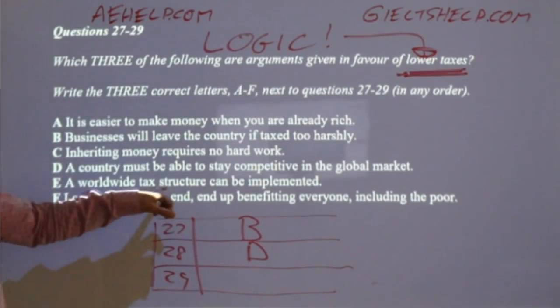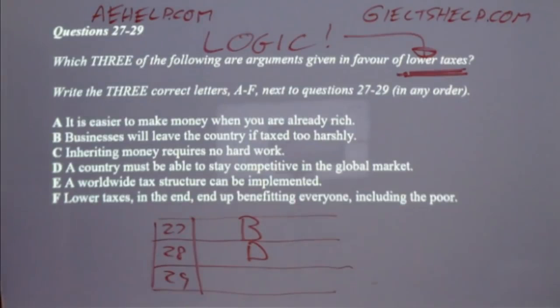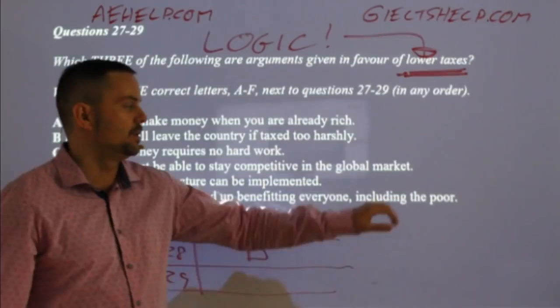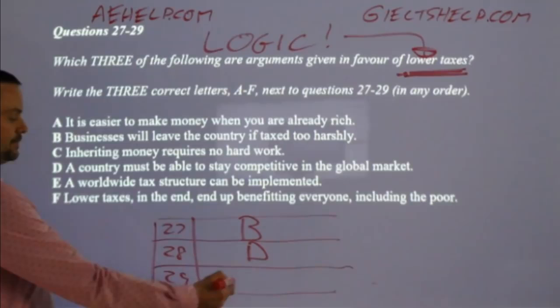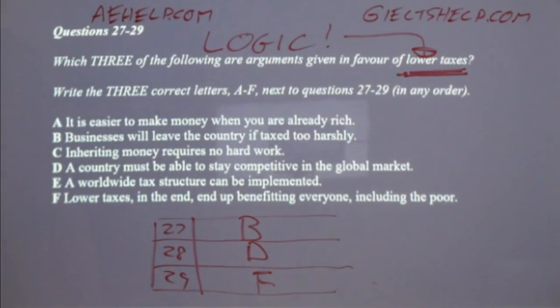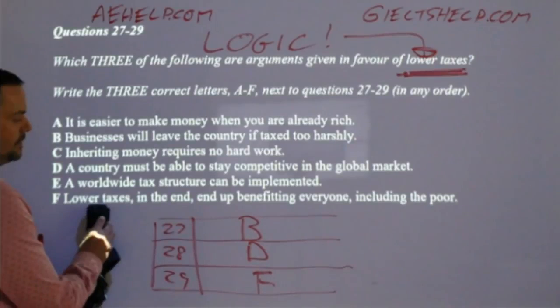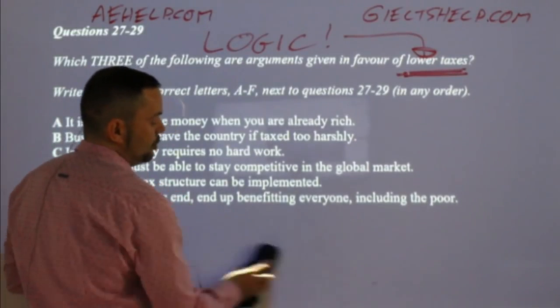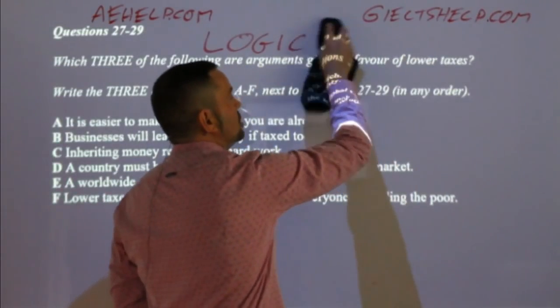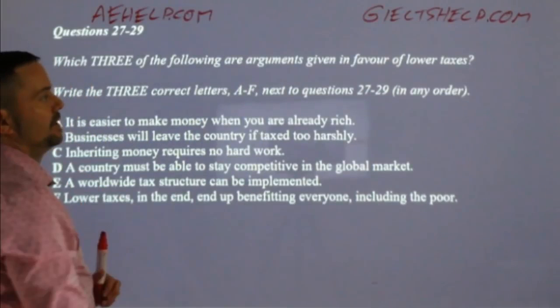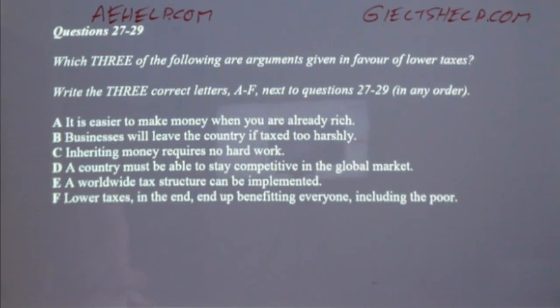A worldwide tax structure can be implemented. That's just silly. We don't have that yet, so we know that's not true. Lower taxes in the end up benefiting everyone, including the poor. Possible. So BDF looks pretty good. Okay, let's stick with those. We'll check the answer key at the end, don't worry. But I think BDF look to be the best answers. All right, any order. The order doesn't matter for this type of question, students, okay? Use your logic. Logic can help you get at least 2 out of 3 answers for this one, all right?